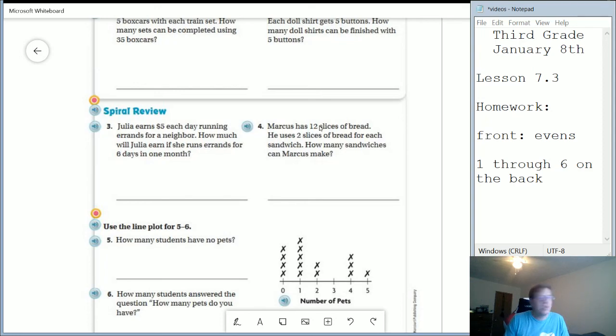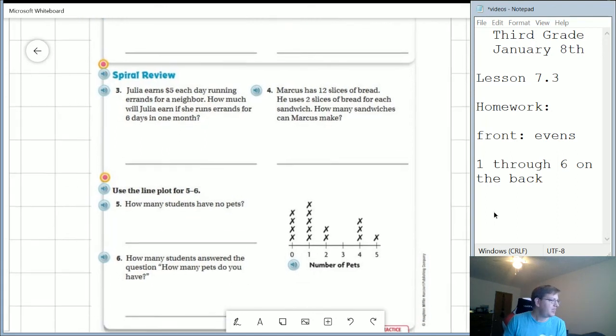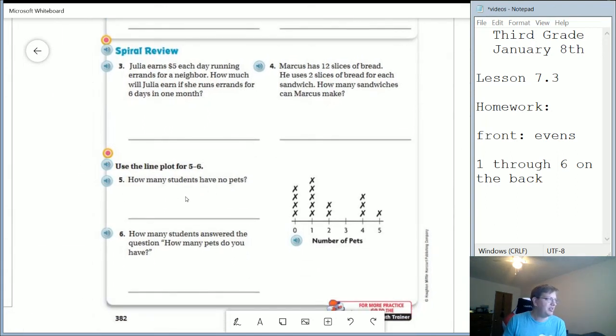We are starting with 12 slices of bread, and we are breaking them up into groups of 2 as we make sandwiches. So we want to know how many of those sandwiches or groups of 2 can we make out of 12. Number 5, we are looking for how many students have no pets. We're using this to help us with that. So hopefully that should be pretty easy. And the students answered, how many students answered the question, how many pets do you have?